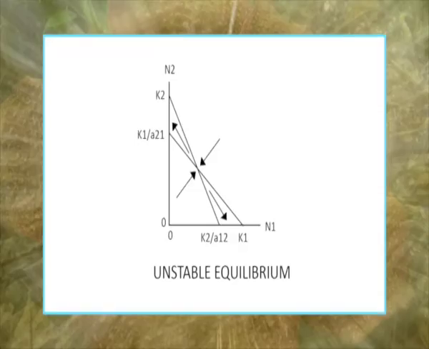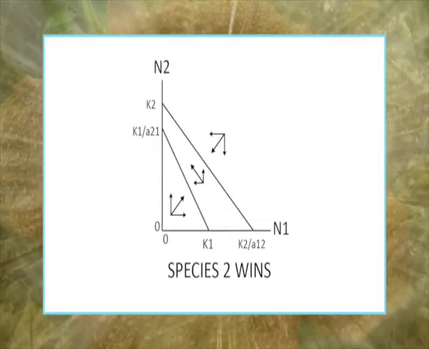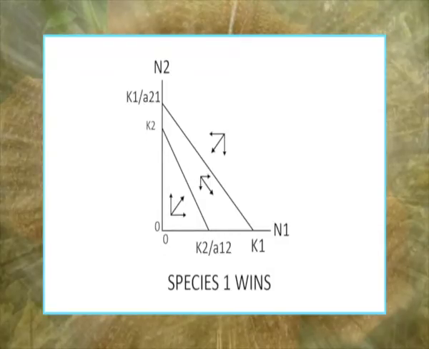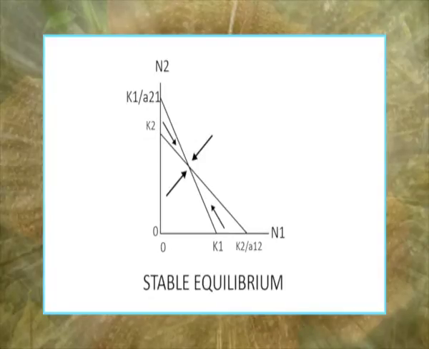The outcome of competition depends on the relative values of K1, K2, alpha 1 2 and alpha 2 1. If K1/alpha 1 2 is less than K2 and K2/alpha 2 1 is less than K1, either of the species wins. If K1/alpha 1 2 is less than K2 and K2/alpha 2 1 is greater than K1, species 2 wins. If K1/alpha 1 2 is greater than K2 and K2/alpha 2 1 is less than K1, species 1 wins. And if K1/alpha 1 2 is greater than K2 and K2/alpha 2 1 is greater than K1, there is stable coexistence of species.